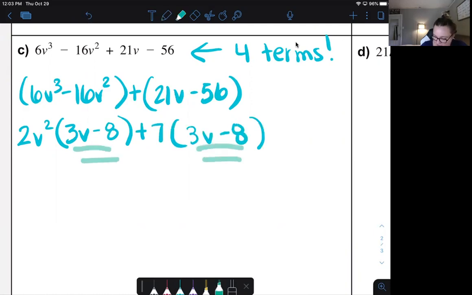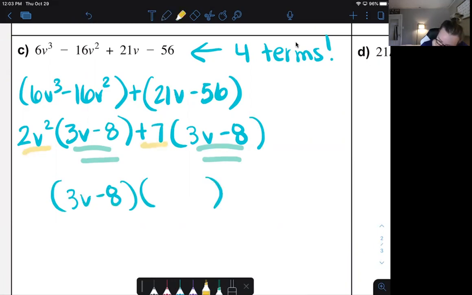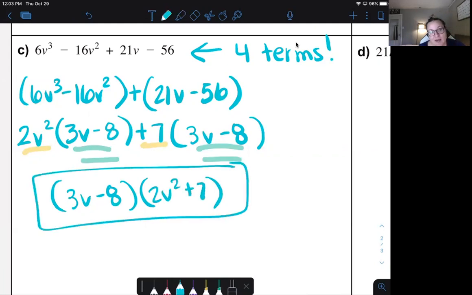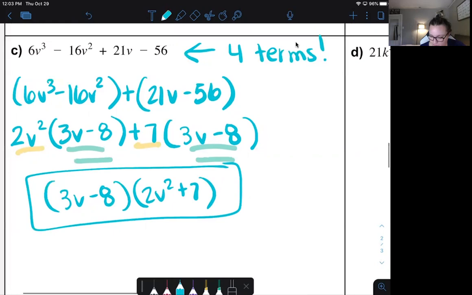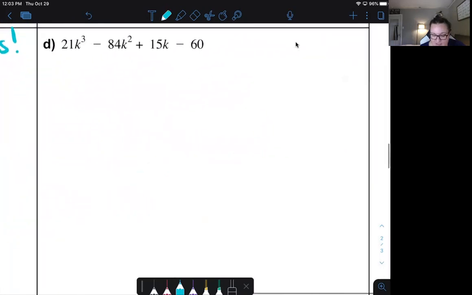Our parentheses match. So what's in the parentheses, 3v minus 8, goes in one factor, and what's left, these guys, 2v squared plus 7, go in the other factor. So the factored form of that polynomial is 3v minus 8 times 2v squared plus 7. All right, go ahead and give part D a shot.